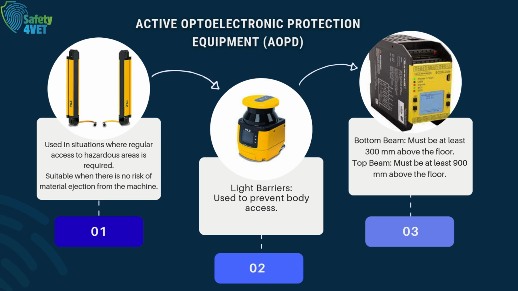Active optoelectronic protection devices provide safety in situations where regular access to hazardous areas is required and there is no risk of material ejection from the machine. These devices use light barriers to prevent body access. The lowest beam of the barrier should be at least 300 mm above the ground to prevent crawling underneath, and the top beam should be at least 900 mm above the ground to prevent jumping over. This ensures that unauthorized or accidental entry into hazardous areas is prevented.